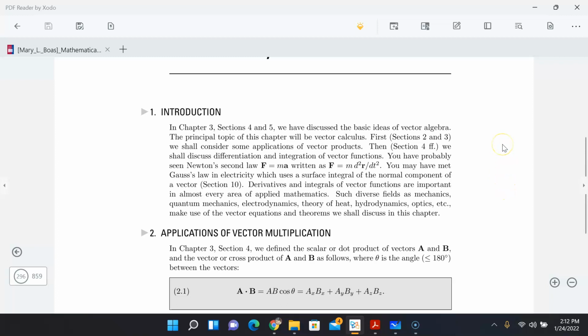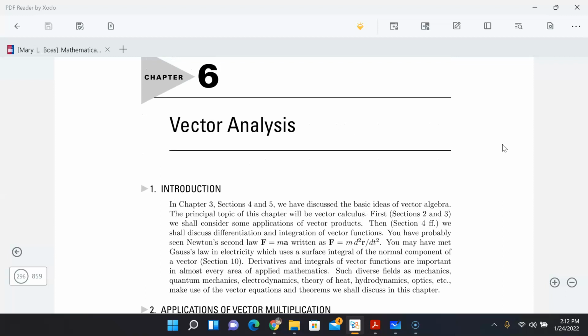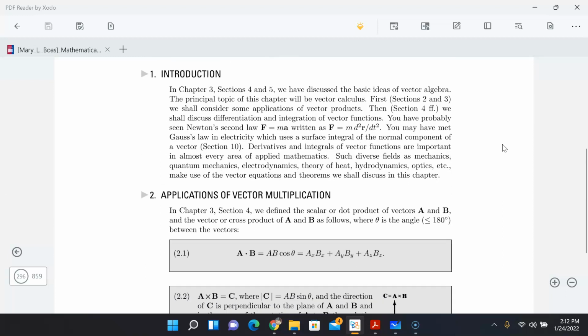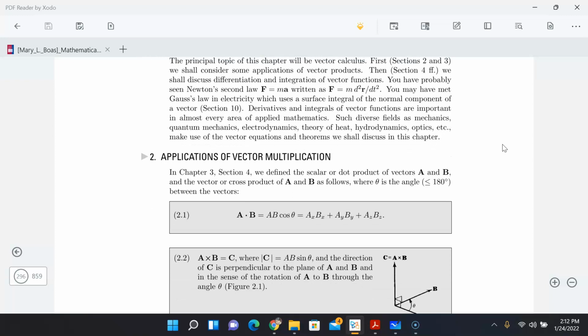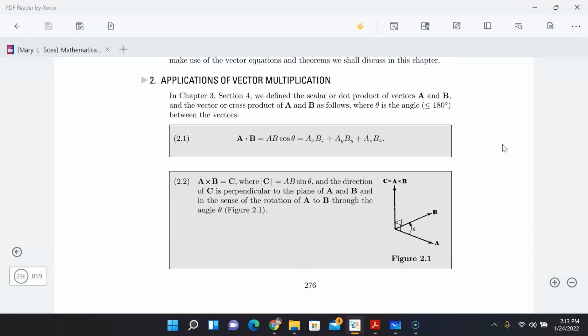Today we're looking at the case of chapter 6, vector analysis. So most of this you have been introduced to in chapter 3, or if I'm not mistaken, on linear algebra. So the idea of vectors, we have already seen it before, the form of vector space and so on and so forth. Here are just some applications. The first section, section 2 here, is essentially about vector multiplication.